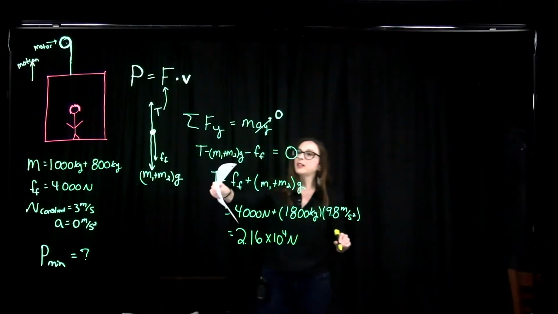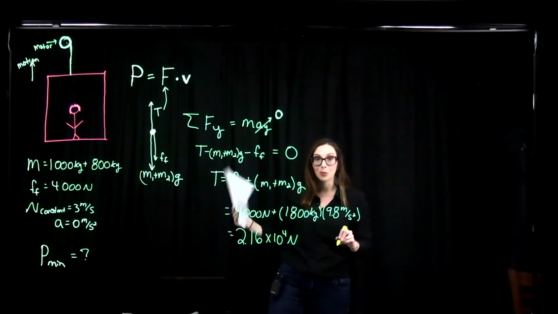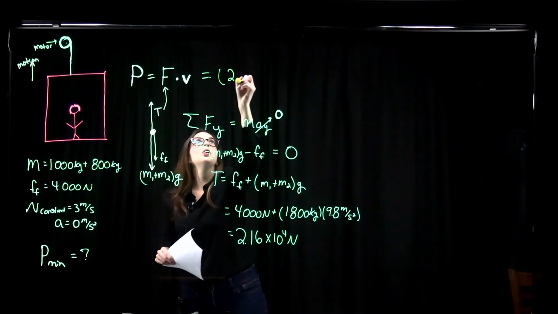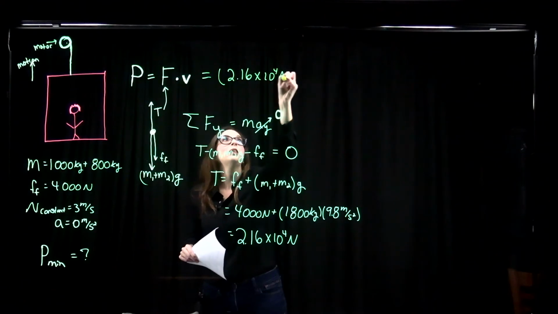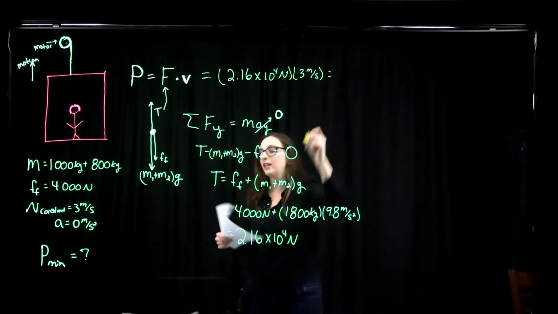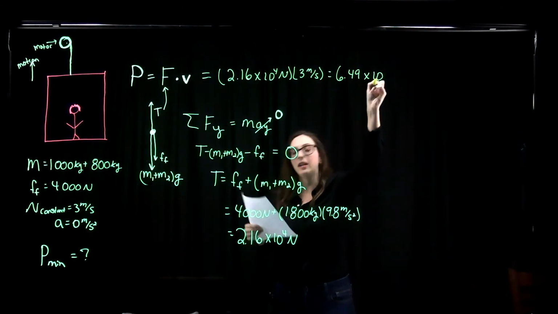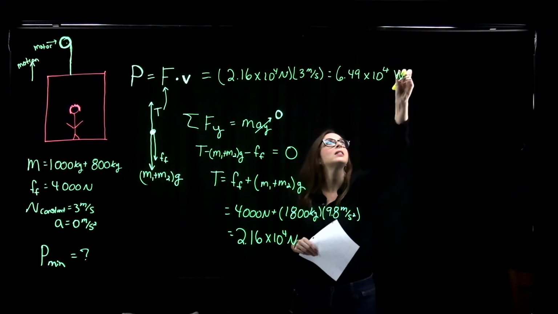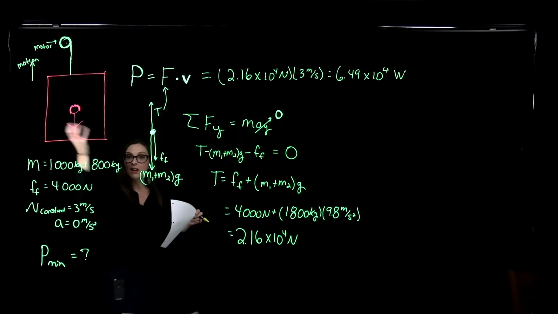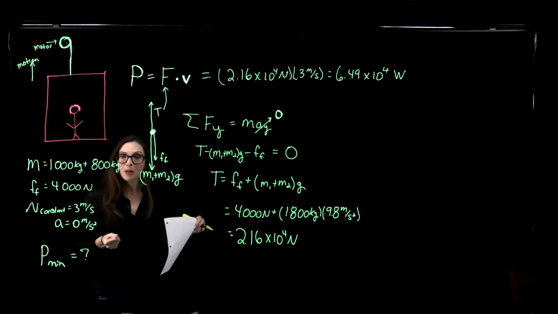Okay, so I take that tension force and I plug it in here for the force that my motor must deliver in order to raise up this entire elevator at a constant speed. That equals 2.16 times 10 to the 4 newtons times my constant speed of 3 meters per second. And that gives us a power of 6.49 times 10 to the 4 watts of power that this motor must deliver in order to raise up that elevator and its passengers at a speed of 3 meters per second.